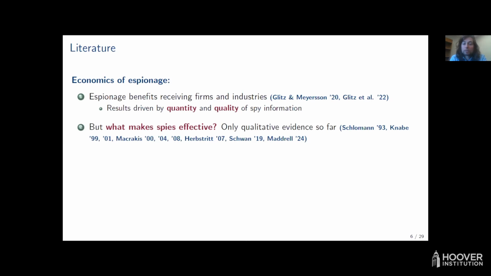So we know that apparently espionage is important, but what makes spies more or less effective and how can it help us for counter-espionage policies? And there we only have qualitative and anecdotal evidence so far. So there's a very large literature of historians that has studied this topic, also political scientists. But these attempts usually look at individual spies and then try to infer more general patterns from that. We take a different approach here. We gather and analyze novel data, and we write the first quantitative paper on the determinants of spy performance.